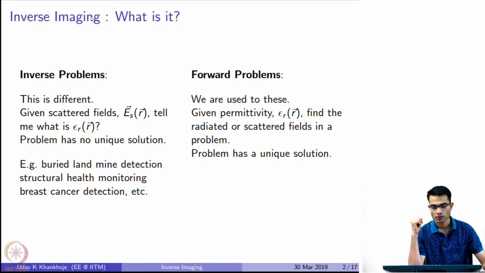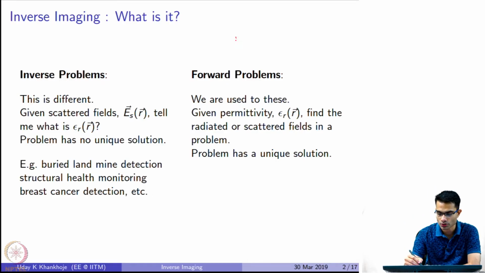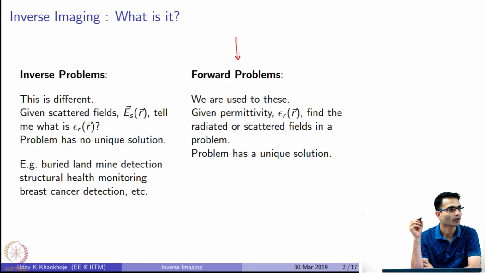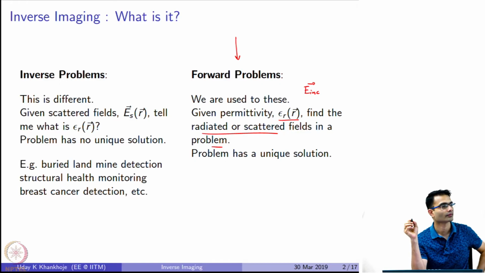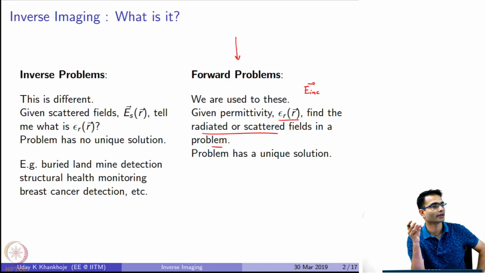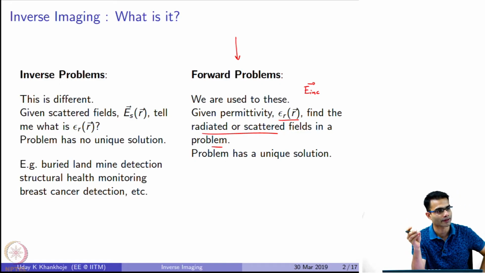Right. So this course so far has been entirely about forward problems. When I say forward problem, what do I mean? That you are given the permittivity. Let's say you are also given the E incident. These two are given to you, and you have to find the radiated or scattered field. Right. This is what we did in integral equation methods, finite element method, and finite difference time domain method.